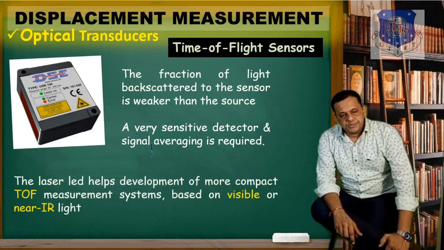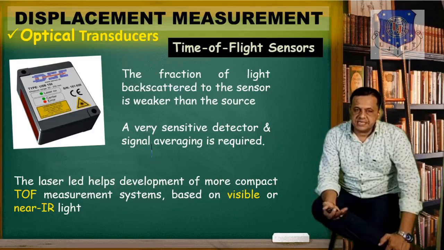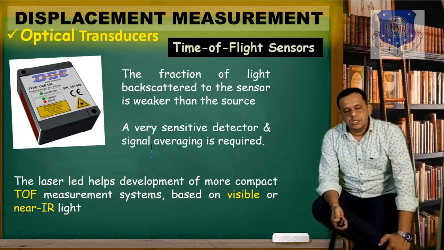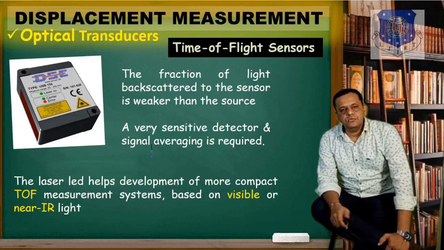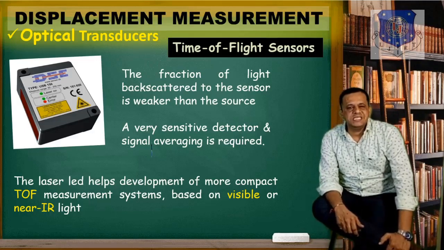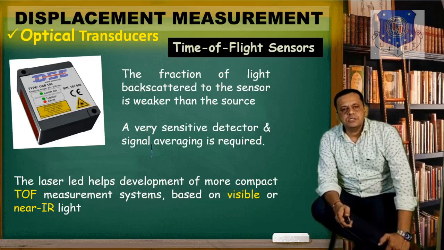Time of flight measurement systems are based on IR light, as I said, or in a few cases visible light also. The development of laser LEDs in semiconductor technology has helped a lot in developing time of flight sensors in compact systems.